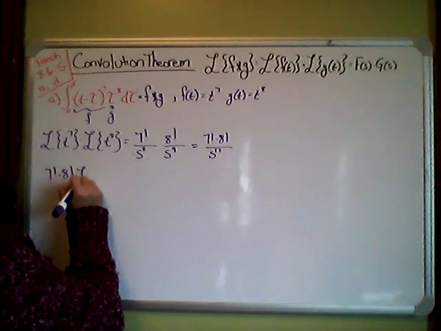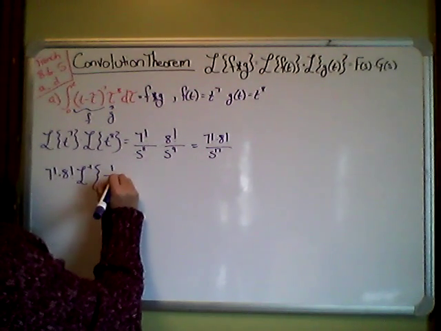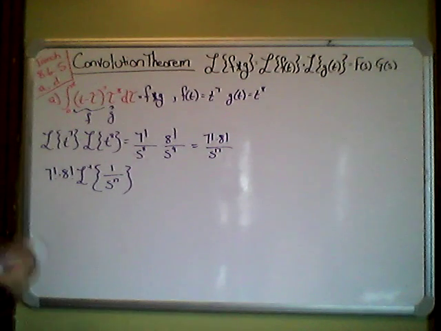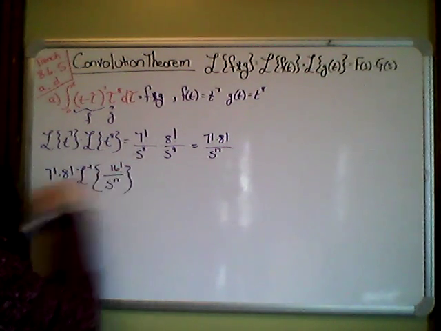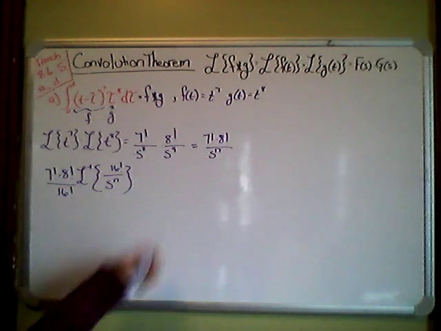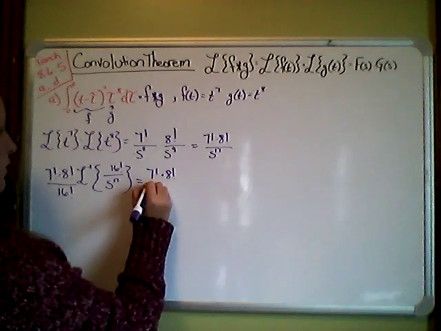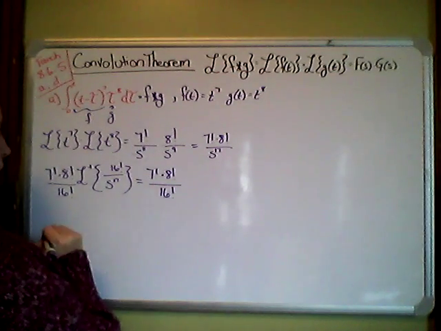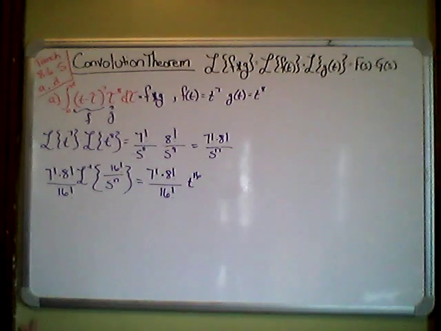And this is going to give us the Laplace inverse of 1 over s to the 17th. Now this is pretty close to something that we would recognize the Laplace inverse of, except for one little problem. We need a 16 factorial up here, and so we'll have to divide by a 16 factorial out here. And then what we have is 7 factorial times 8 factorial divided by 16 factorial times t to the 16th. So that one was pretty easy, pretty straightforward.